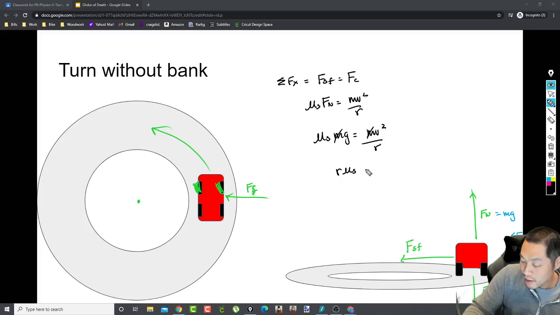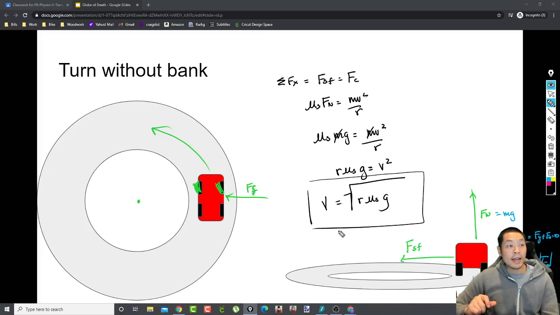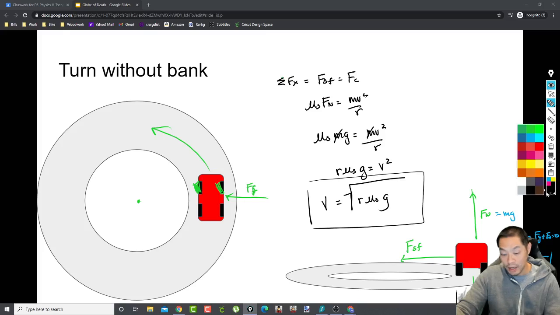r mu s, oops, I left one out. r mu s g equals v squared. So here's our first equation of the day: v equals the square root of r mu s g. So if you want to find out how fast you can make a turn without a bank, this is the equation you use. So let's say I plugged in some stuff.